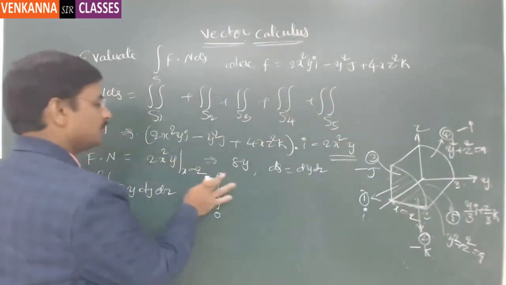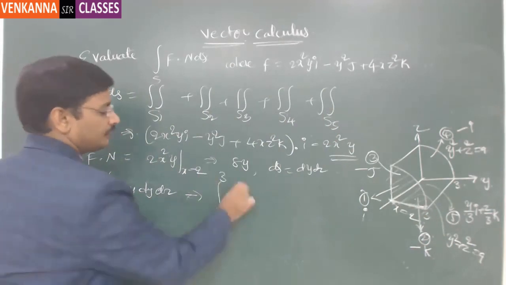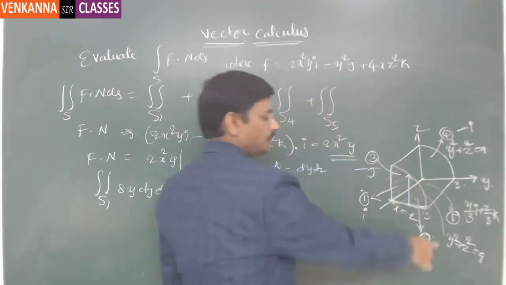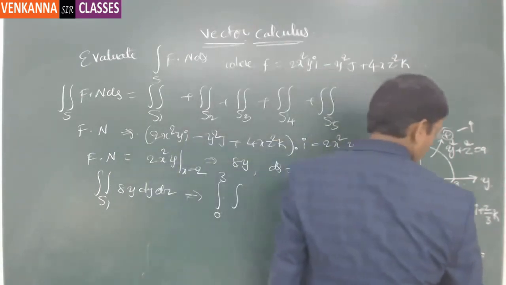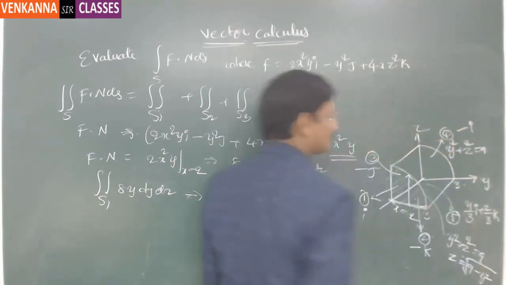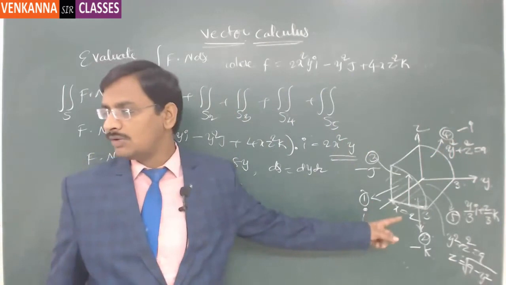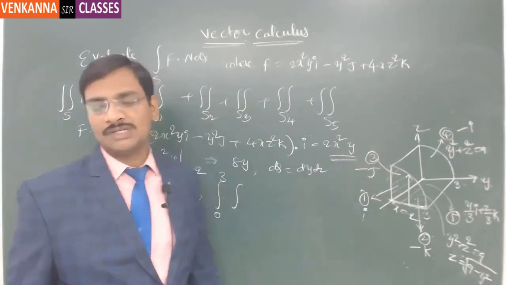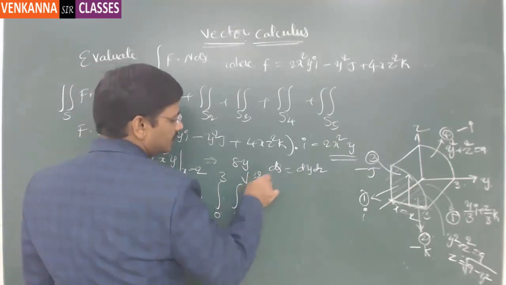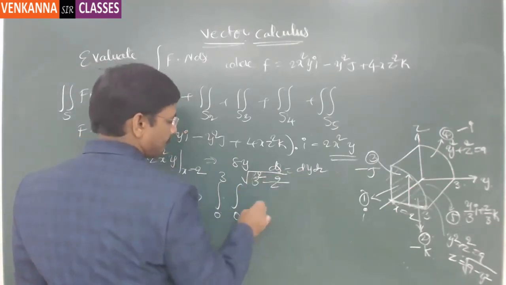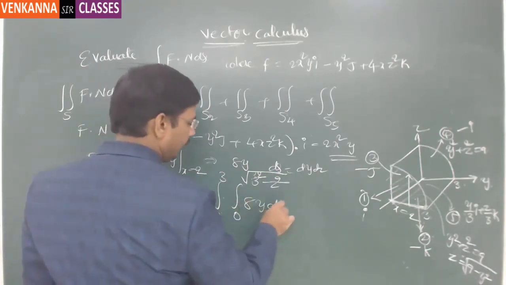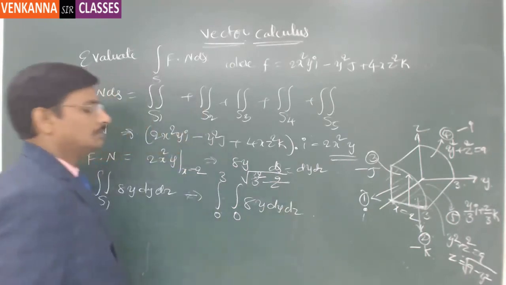Then y is varying from 0 to 3. And the z value is from the bottom to the curved surface. So from the curve, z square is equal to 9 minus y square, so z is the square root of 9 minus y square. You have to take only the positive value because you have only the first octant. So the integral 0 to square root of 3 square minus y square, of y into 8 times dy dz. Got it?